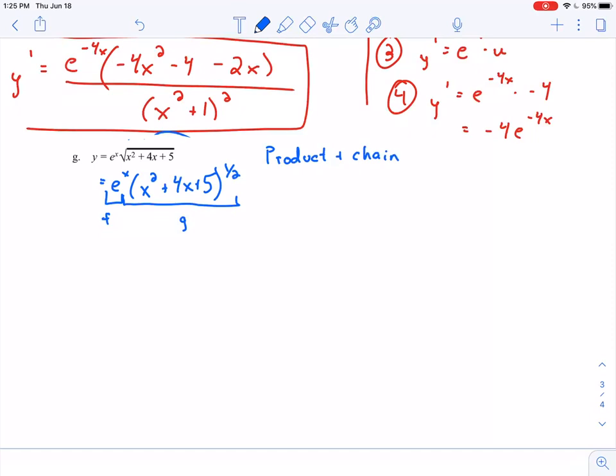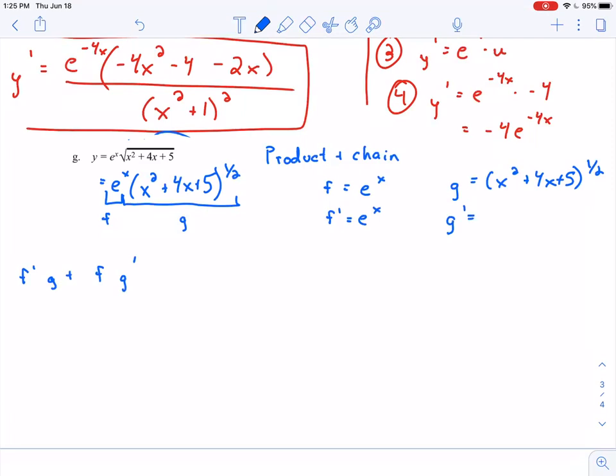And let's see, for a product rule, I know I need f prime times g plus f times g prime. So I'm going to do some scratch work over here. Let's say f is equal to e to the x. I know I need f prime as well, so f prime is also e to the x. g is x squared plus 4x plus 5 to the 1/2 power.